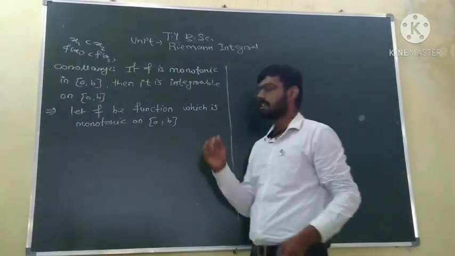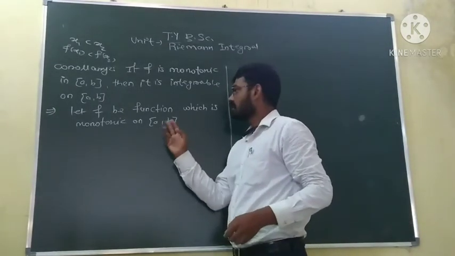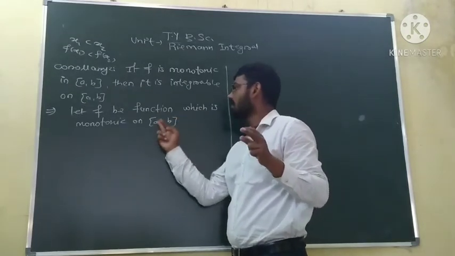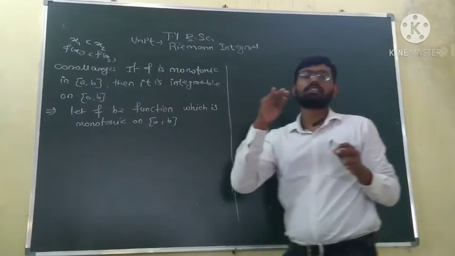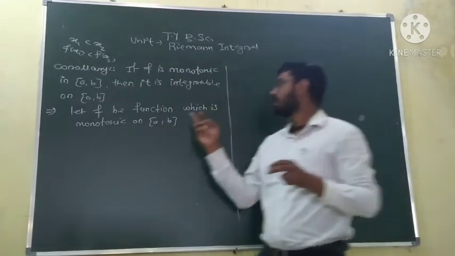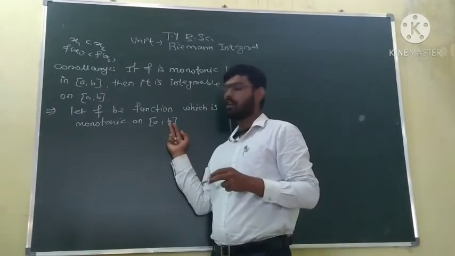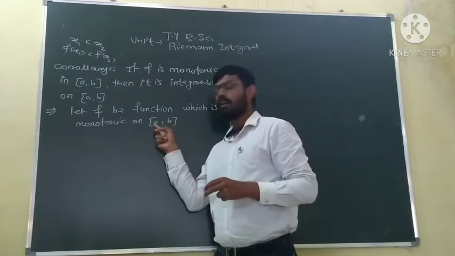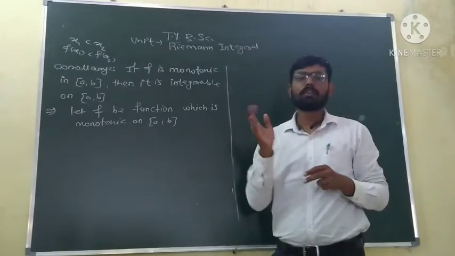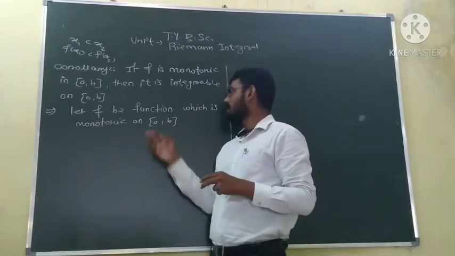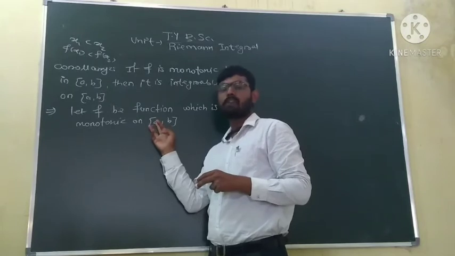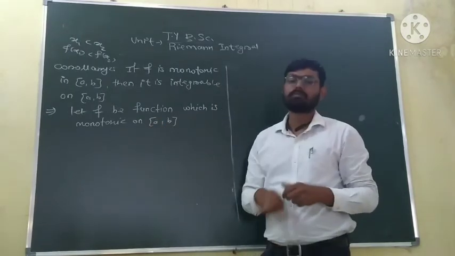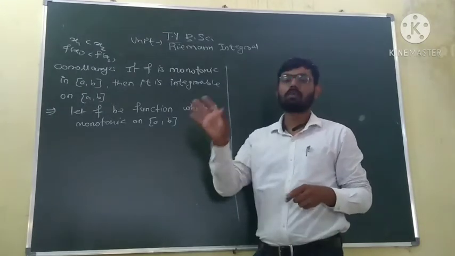Since the function is monotonic, it has two bounds: one is f of b, the other is f of a. Why? Because the function is either increasing or decreasing. If the function is increasing, then since b is the highest value of this interval, the function has maximum value at point b and minimum value at point a. If the function is decreasing, the function has maximum value at the lower point f of a and minimum value at the upper point f of b. So we will assume our function is monotonic increasing.